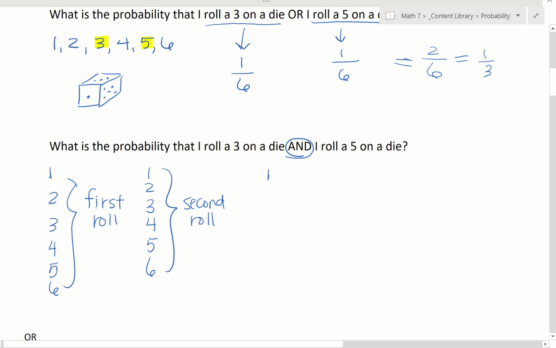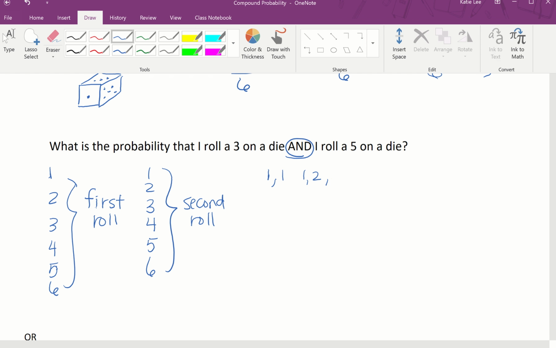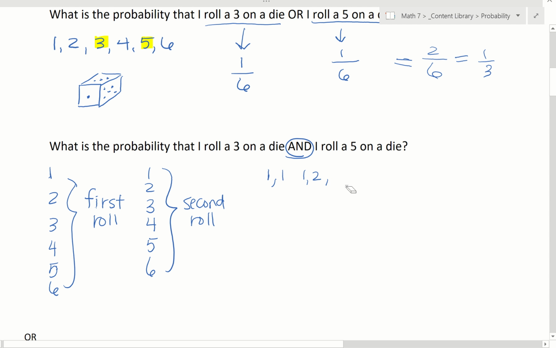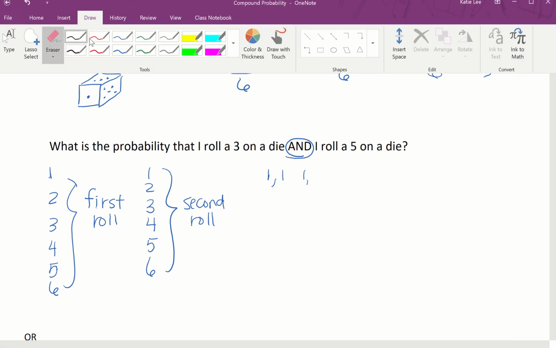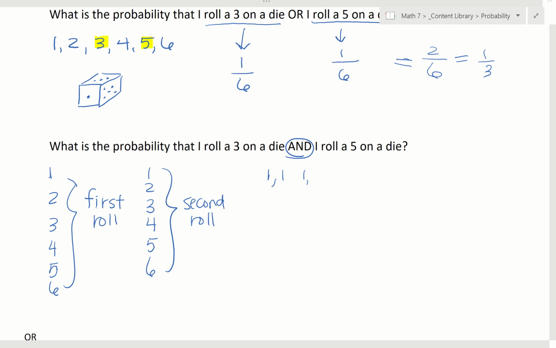So I could roll a 1 on my first try, and then a 1 on my second try, a 1 on my first try, and then a 2 on my second try. Sorry guys, hold on. Let me erase this little bit. Like I said, a 1 on my first roll, a 1 on my second roll, a 1 on my first roll again, and then a 2 on my second roll. I could roll a 1 on my first roll and a 3 on my second roll, a 1 on my first roll and a 4 on my second roll, a 1 on my first roll, a 5 on my second roll, a 1 on my first roll, and then a 6 on my second roll. So those are my options if I roll a 1 on the die first.